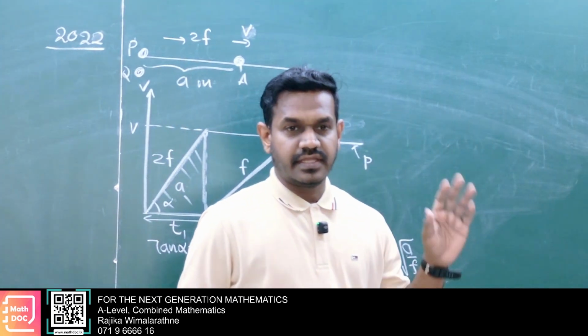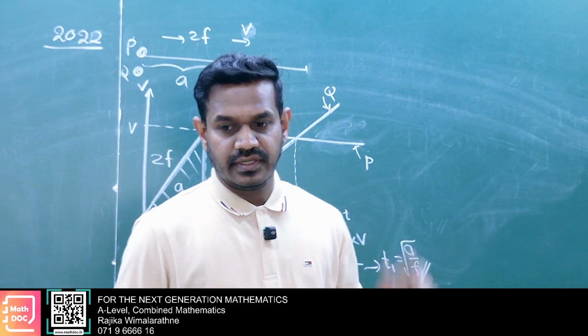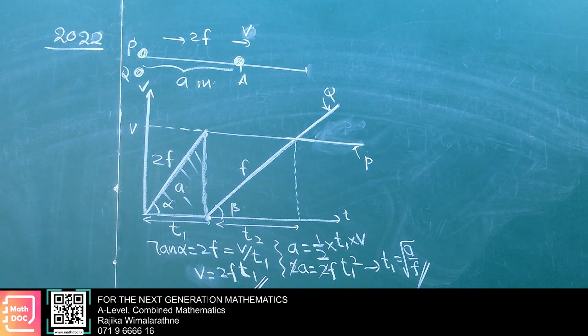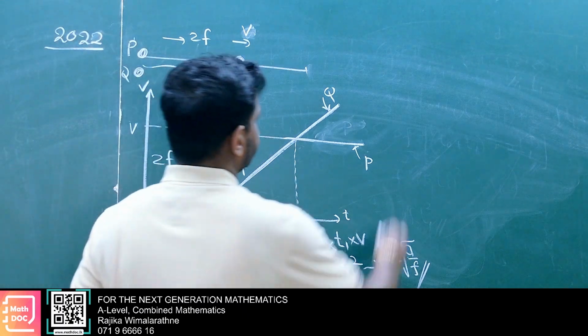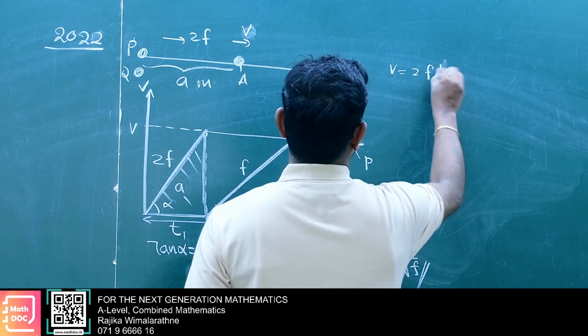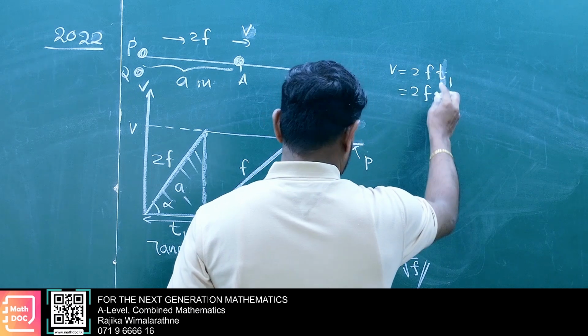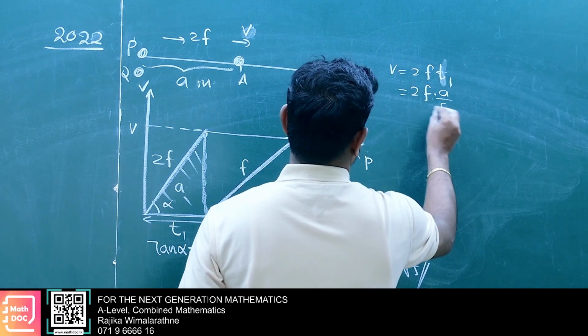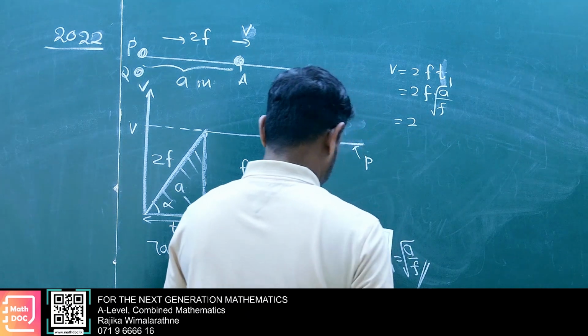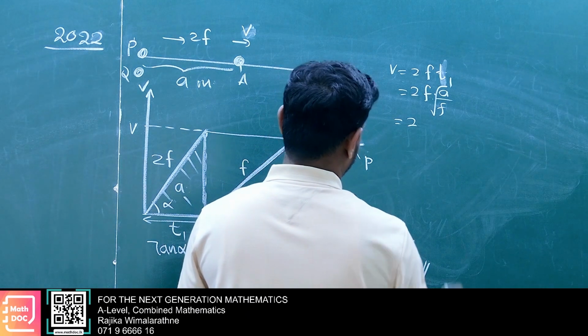Okay. Then similarly we can find the V value. V equals 2F T1, which gives V equal to 2 root AF.